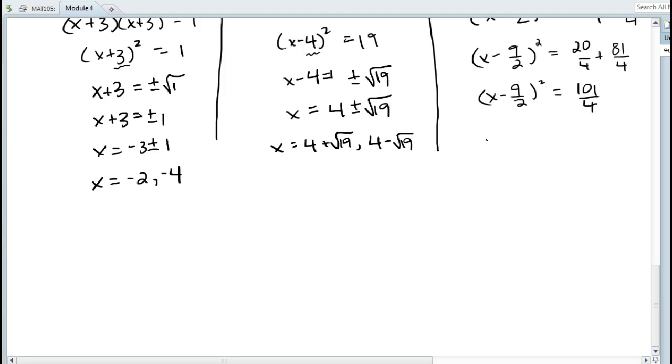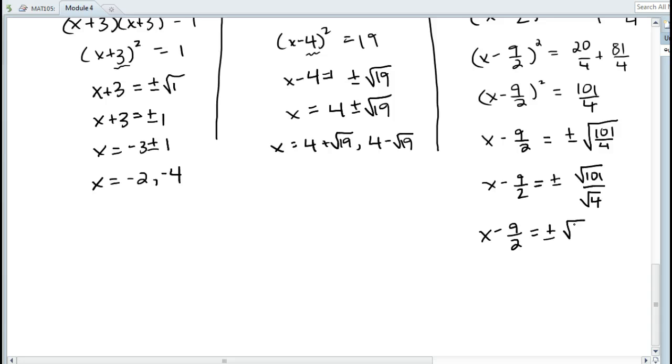Alright, the last one, the tricky one, same first step. X minus 9 over 2 is going to equal plus or minus the square root of 101 over 4. And I'm going to write that as plus or minus the square root of 101 over the square root of 4, because we know the square root of 4 is equal to 2. So I can do the square root of 101 over 2. That way, when I move the 9 to the other side, I actually get a common denominator where I can add these two things up. So I get 9 plus or minus the square root of 101 in the numerator, and then just the whole denominator is 2.